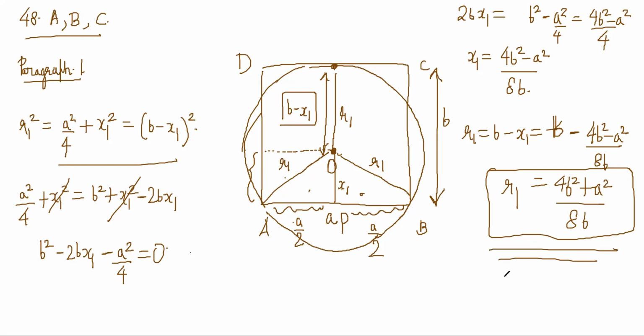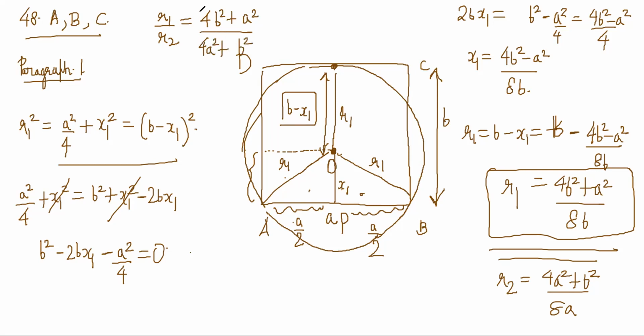R1 is coming as this, R2 will come as 4a square plus b square by 8a. R1 by R2 will become 4b square plus a square by 4a square plus b square, and by a by b. This is my thing. R1 by R2 is a by b into this, and R1 plus R2. When you add R1 plus R2, it will become AM-GM or something like that, I think.